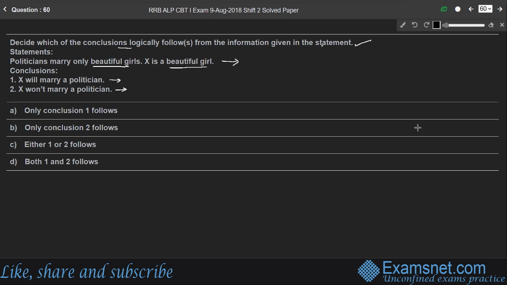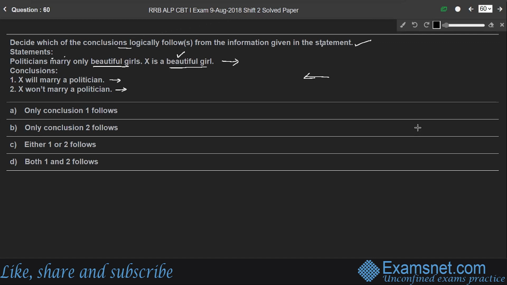X will marry a politician. So this can be true or cannot be true. If X marries a politician, X is a beautiful girl, right? All beautiful girls cannot marry a politician, but politicians marry only beautiful girls. So the vice versa is not true. All beautiful girls will not marry politicians.